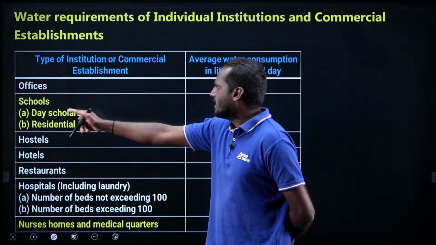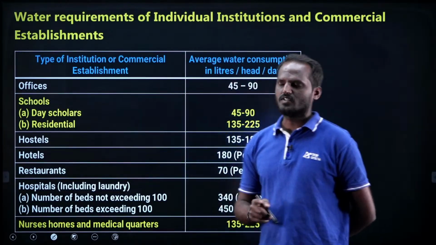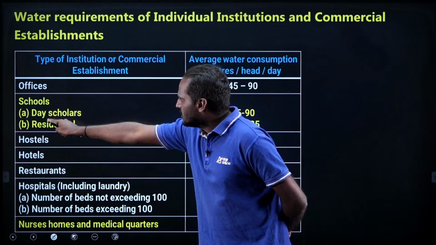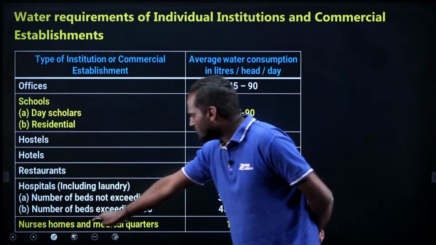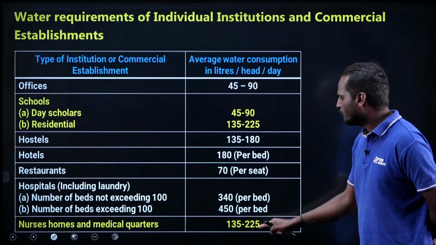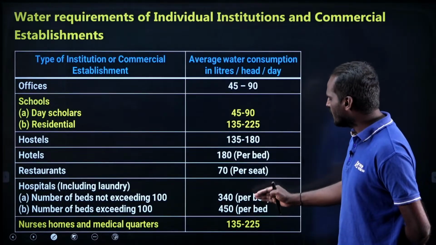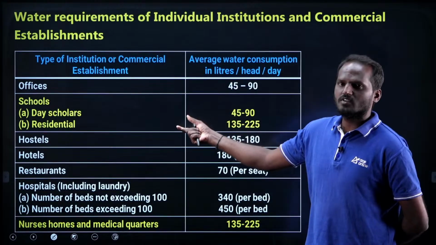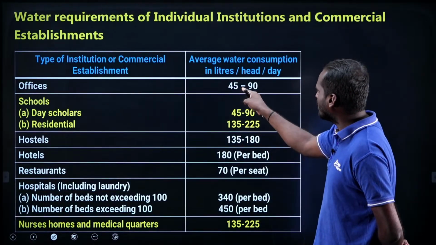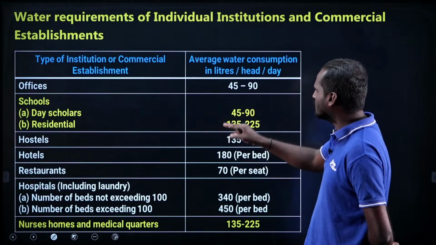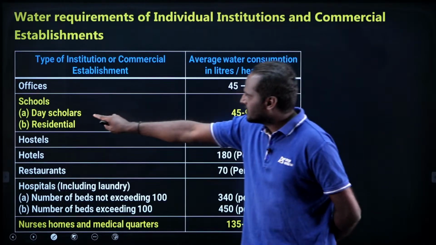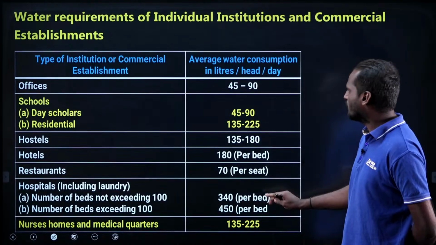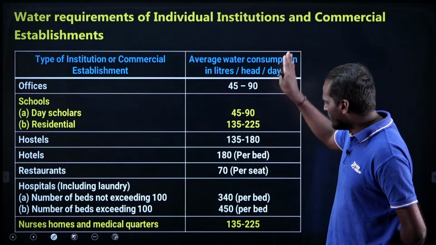That value you can apply again for day scholar schools, that is the same 45 to 90. You can see in the residential schools as well as nurses homes and medical quarters, we have 135 to 225. If you can relate this information, you can easily answer these questions. Here in this question, offices value is asked, that is 45 to 90 LPCD, which is the same as day scholar schools. For residential schools, nurses homes and medical quarters, it is 135 to 225. You can remember these four values out of many values.